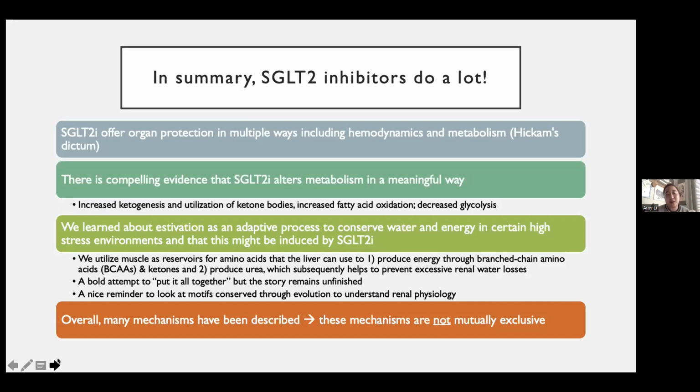And I think hopefully I've convinced everyone here that there's really interesting and compelling evidence that SGLT2 inhibitors alter metabolism in a very meaningful way, particularly through ketogenesis, changes in fatty acid oxidation, and glycolysis as well. And hopefully, this concept of estivation in mammals as an adaptive process to conserve water and energy in high stress environments that is ostensibly induced by SGLT2 inhibitors is an interesting idea.